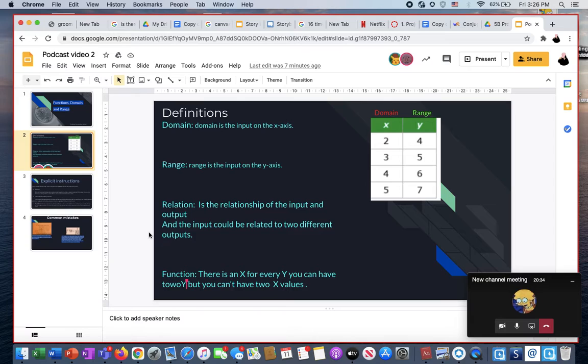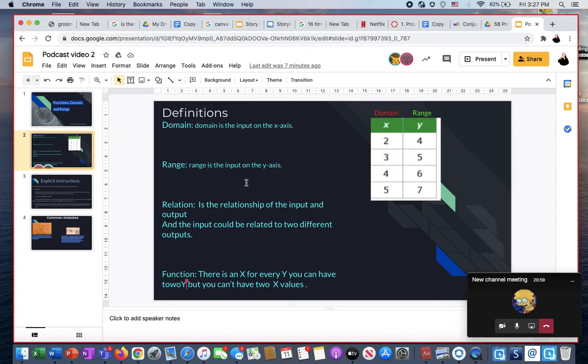Definitions. Domain. Domain is the input on the x-axis. As you can see right here, domain is the x, so the numbers would be 2, 3, 4, and 5. Range is the output on the y-axis, so it would be the y, and the numbers would be 4, 5, 6, and 7.